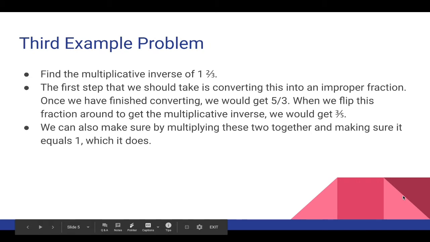Let's now work on the third example problem. Find the multiplicative inverse of 1 and 2/3. This question might be a little harder since it is in mixed form, but it is nothing that we can't handle. The first step that we should take is converting this into an improper fraction. Once we have finished converting, we would get 5/3. When we flip this fraction around to get the multiplicative inverse, we would get 3/5. We can also make sure by multiplying these two together and making sure it equals 1, which it does.